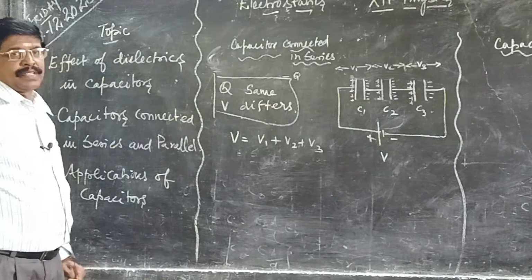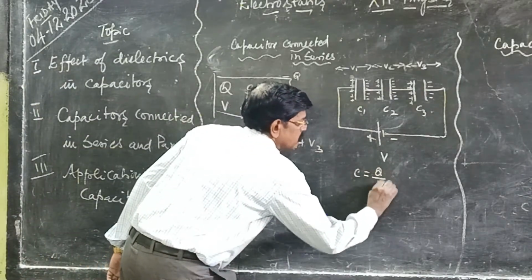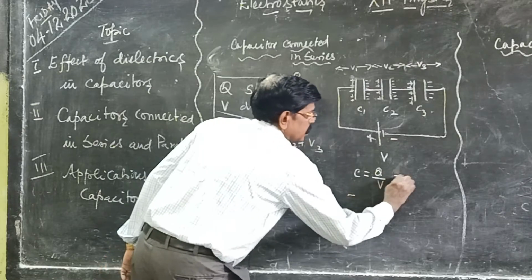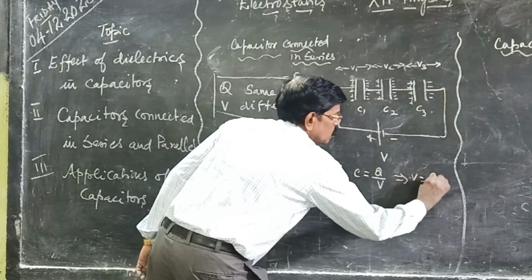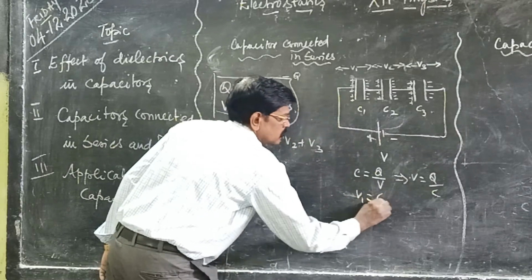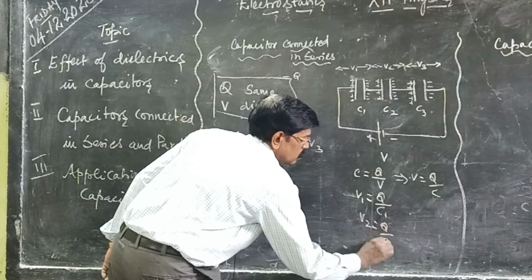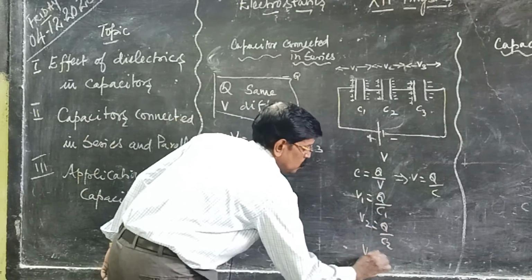What is the formula for C? C equal to Q by V. This implies V equal to Q by C. So what is V1? V1 is Q by C1. What is V2? Q by C2. What is V3? Q by C3.